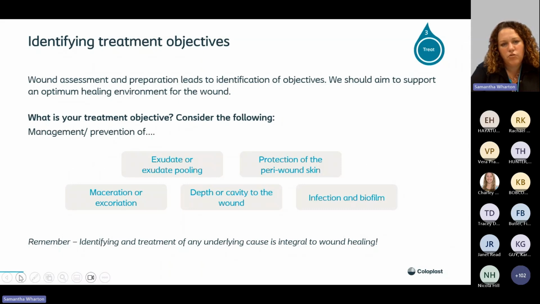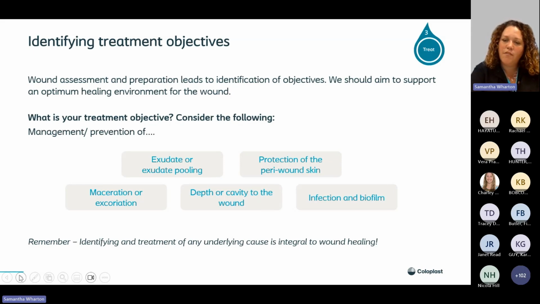So when you're thinking about your treatment objectives, you need to be thinking about your management or prevention. Were you looking to manage or prevent exudate or exudate pooling? Are you looking to protect that peri-wound skin? Is there maceration or excoriation present that you need to manage? How big is the wound? What's the depth? Is there a cavity? Is there undermining? How are you going to manage that? What dressings do you need to ensure that these areas are being looked at and moved into healing?